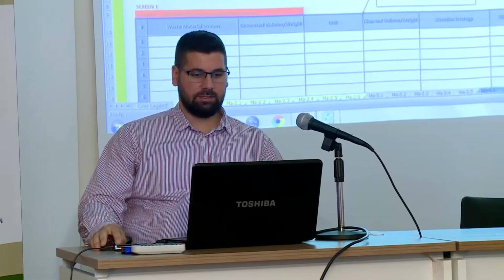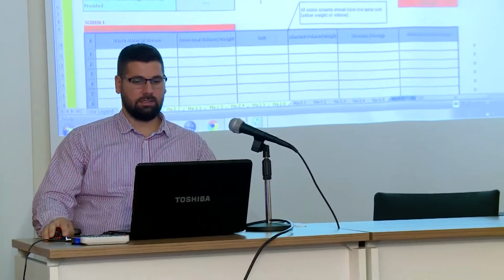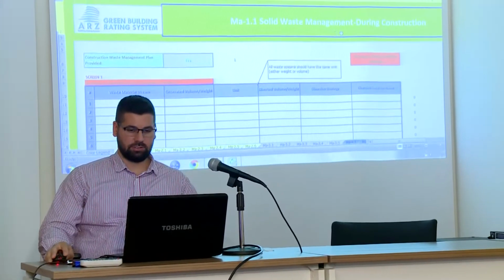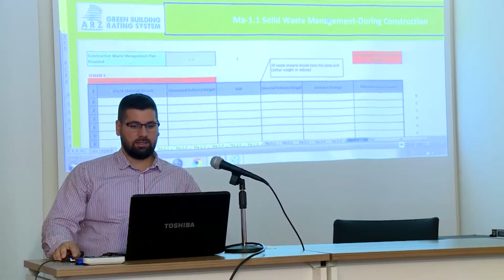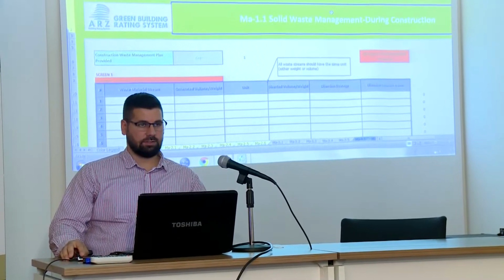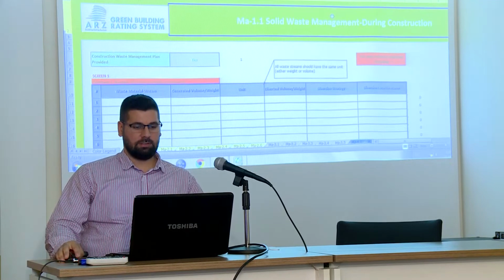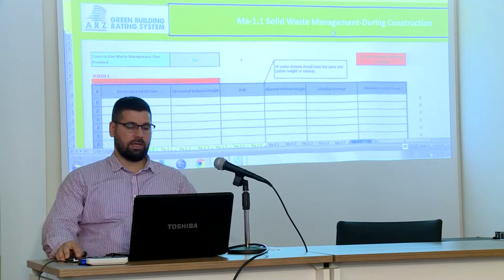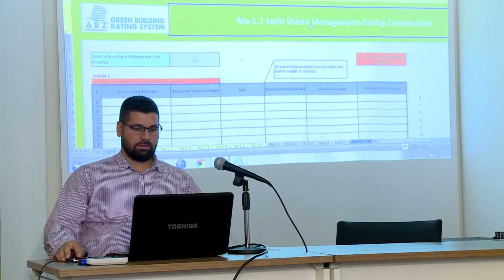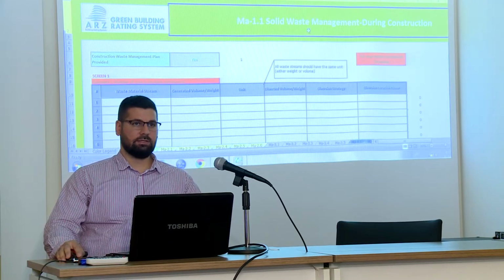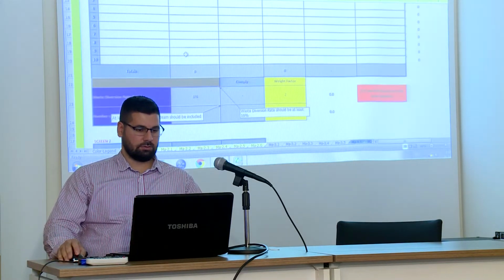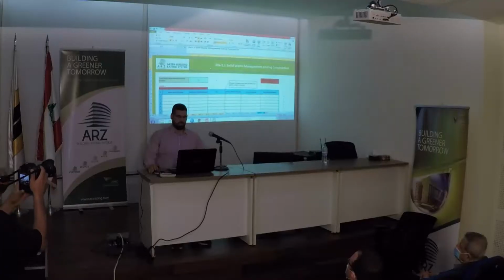The first family here is waste management, and the first criterion is solid waste management during construction. What we mean by that is that the contractor executing the project has to develop a construction waste management plan, and all solid waste generated during the construction period has to be managed on site, either by sending it to recycling facilities, reusing, or waste to energy. So there are multiple diversion strategies that can be implemented.